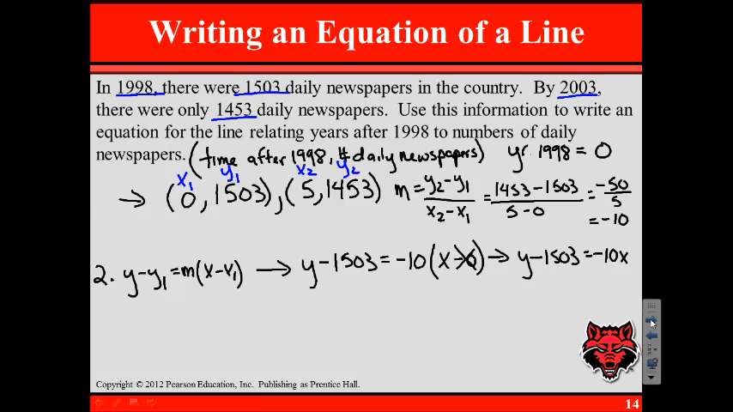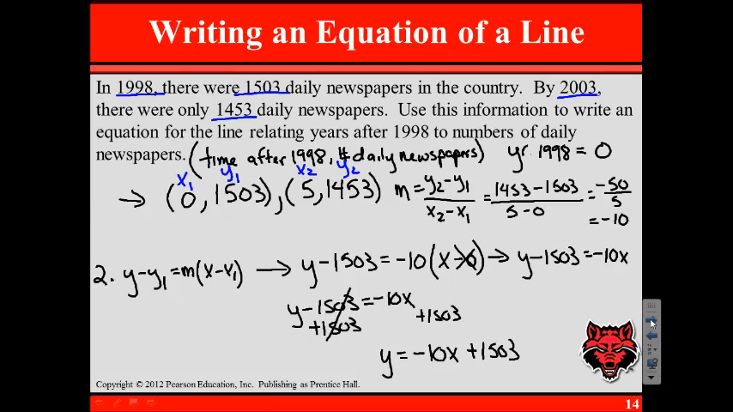Now at this point, we will add the 1503 to both sides of the equation because we always want the numbers, the constants, on the right-hand side. That gives y equals negative 10x plus 1503. And because we weren't told the specific form, slope-intercept form or standard form, this will be sufficient. So we now have an equation that relates time after 1998 and the number of daily newspapers.